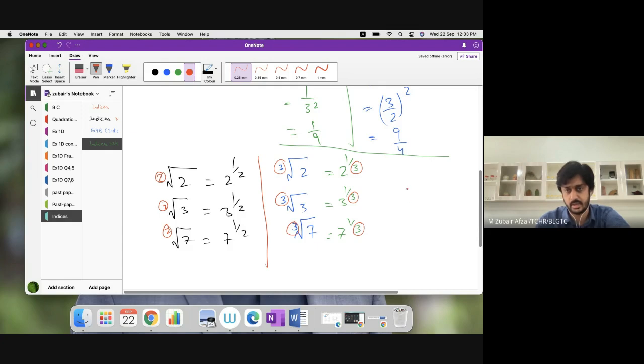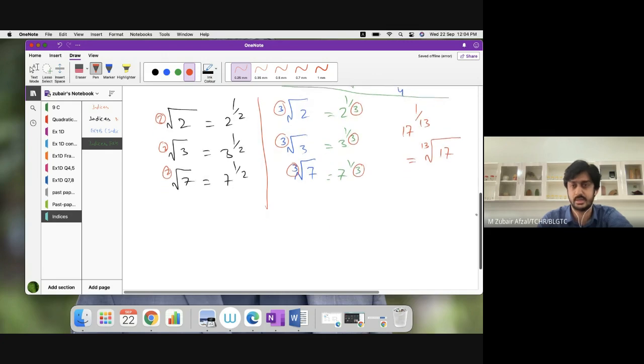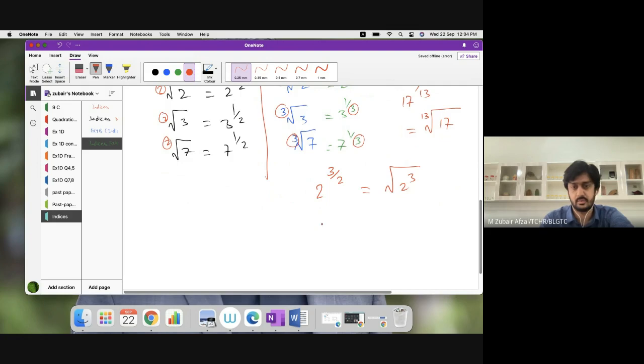So if I write a number that is 17 raised to power 1 by 13, I can convert it into this form. Whatever is in the denominator comes in the root, or whatever is outside comes in the denominator. So these are interchangeable. If I write 2 raised to power 3 by 2, that actually means this is the square root of 2 cubed. If I write 5 raised to power 7 by 9, that actually means this is the ninth root of 5 raised to power 7. Is it okay?